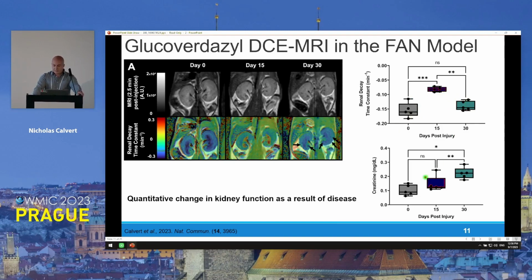And what's interesting about this is that when we look at creatinine, which is one of the markers used to look at GFR, between day 0 and day 15, we don't see any major changes in creatinine levels, but we do see a massive change in kidney function through clearance.